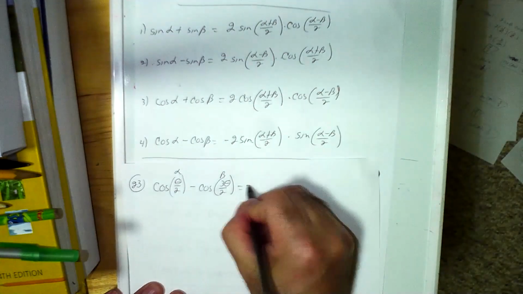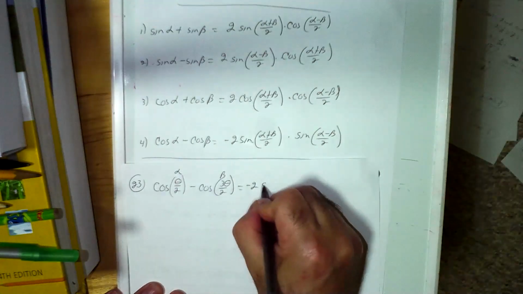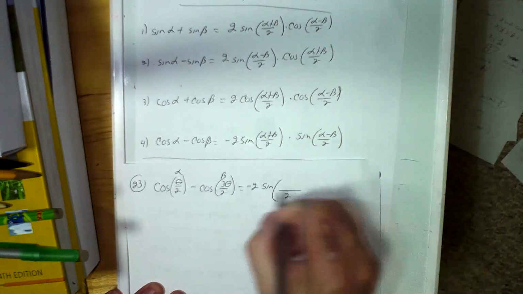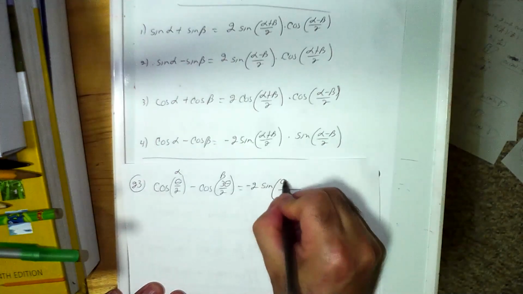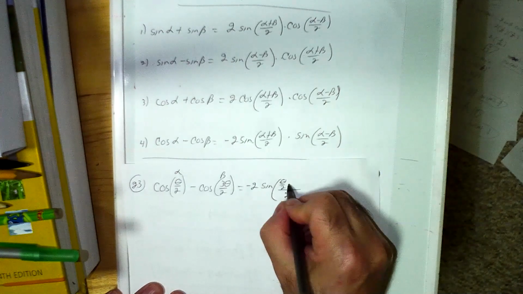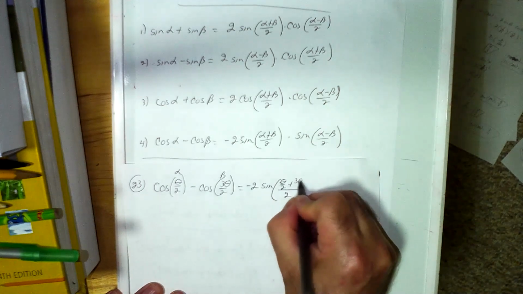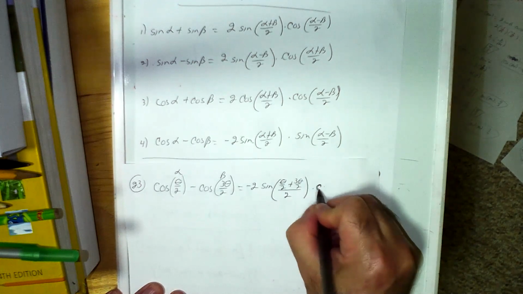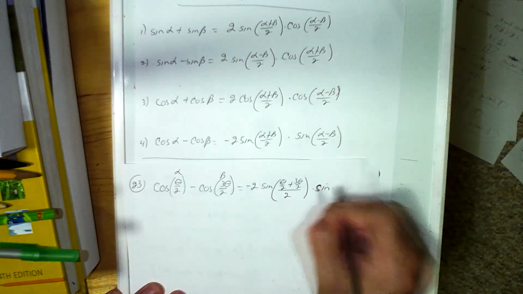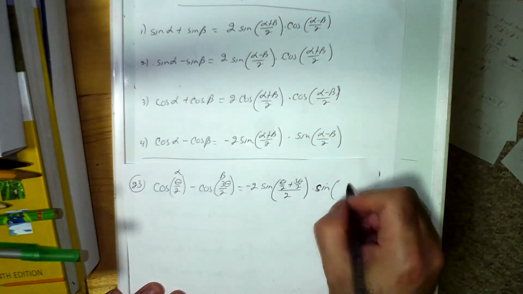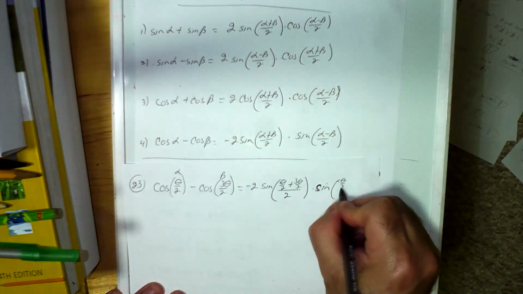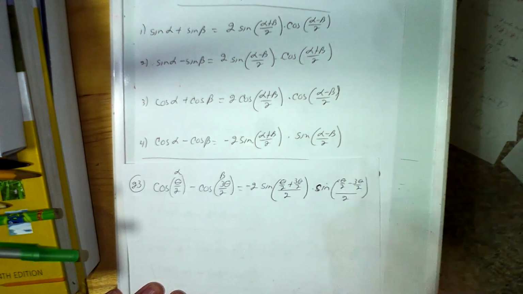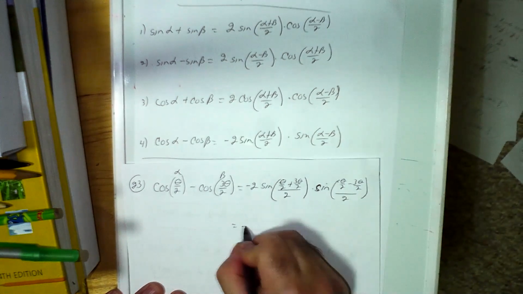So I'm going to have negative 2 sine parentheses. This is going to be very interesting. So it's going to be theta over 2 plus 3 theta over 2. It looks weird, but oh well. Times sine, I almost wrote cosine, sine theta over 2 minus 3 theta over 2 all over 2. Right, so this is 2.